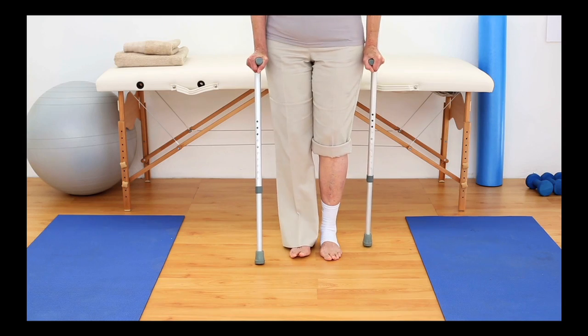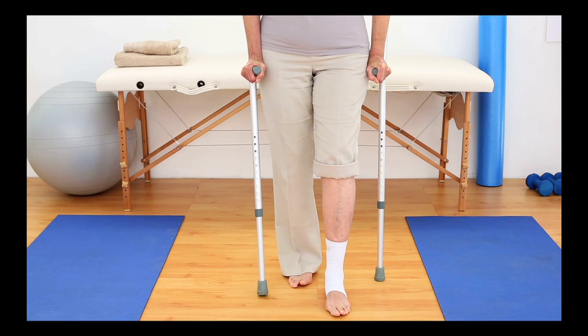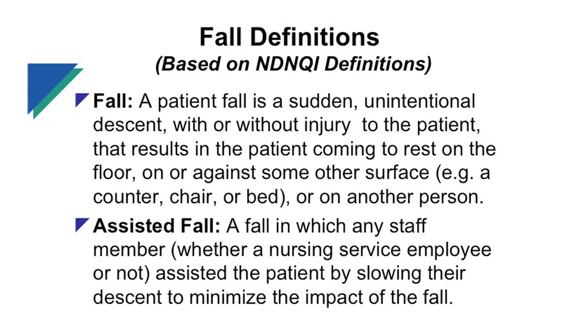The definitions for this project are based on the ND-NQI definitions of a fall and assisted fall. A patient fall is a sudden, unintentional descent with or without injury to the patient that results in the patient coming to rest on the floor, on or against some other surface, for example, a counter, chair, or bed, or on another person. An assisted fall is a fall in which any staff member, whether a nursing service employee or not, assisted the patient by slowing their descent to minimize the impact of the fall.